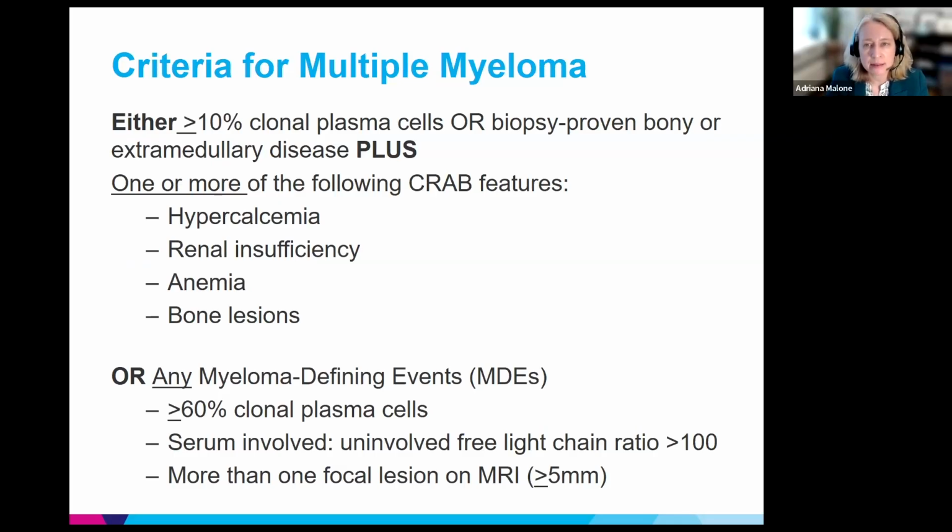The criteria for the diagnosis of multiple myeloma include either greater than or equal to 10% clonal plasma cells, or biopsy-proven bony or extramedullary disease, plus one of the following CRAB features that signify end organ involvement, including hypercalcemia, renal insufficiency, anemia, or bone lesions, or alternatively, any single myeloma-defining event, including 60% or greater clonal plasma cells in the bone marrow biopsy, a serum involved to uninvolved free light chain ratio of greater than 100, or more than one focal bony lesion on MRI 5 or greater millimeters.